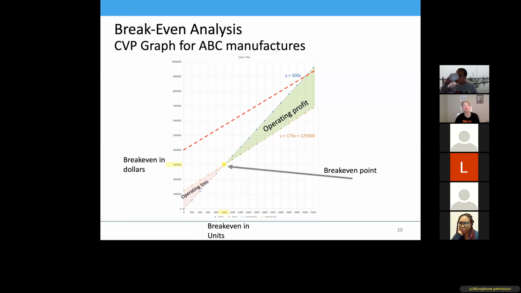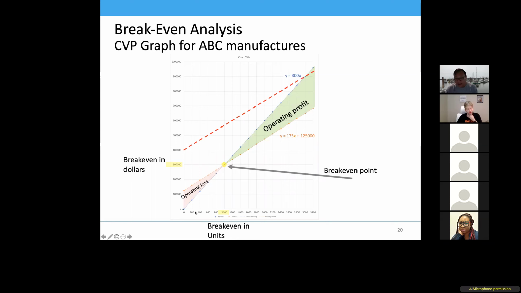Yes, Professor. Yes, please, and thank you. So what is my volume? Can anyone tell me what's my volume? So remember, this is CVP, right? Cost, volume, profit. What's my volume in this picture? 1,000 units. Yeah, so that's my break-even points, right?